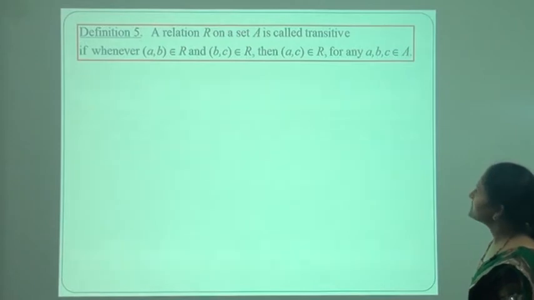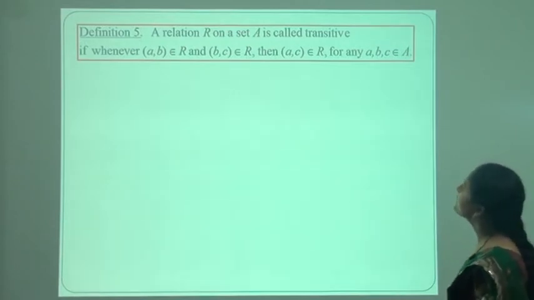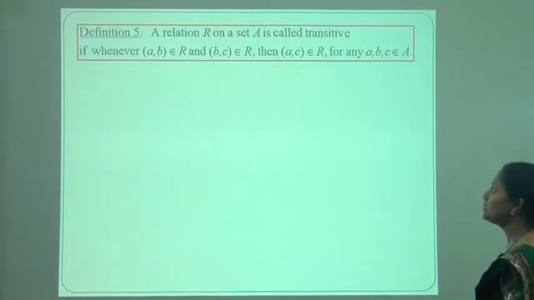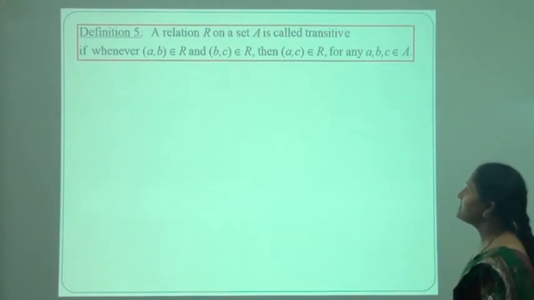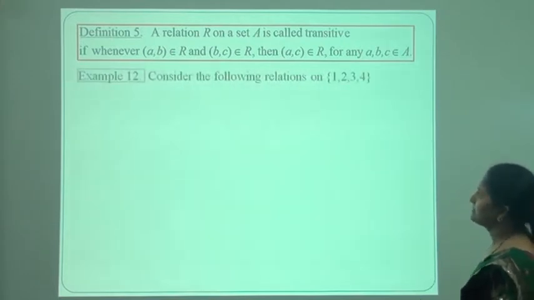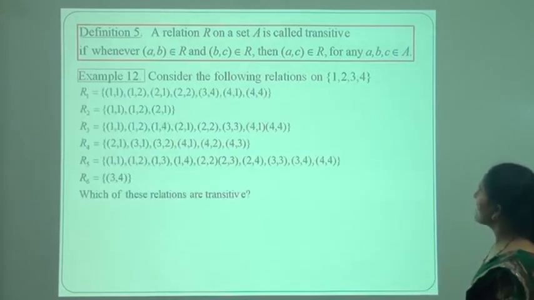So this is the transitive relation, the third important relationship. A relation R on a set is called transitive if whenever (a, b) belongs to R and (b, c) belongs to R, then (a, c) must belong to R, for any a, b, c belonging to A. This is the condition.